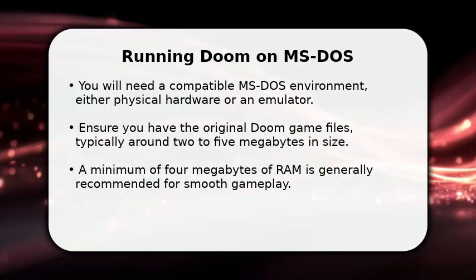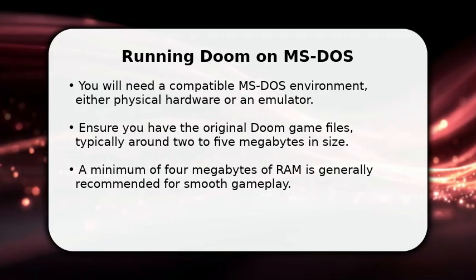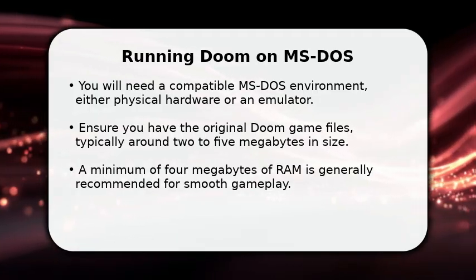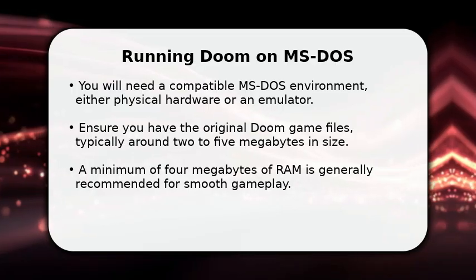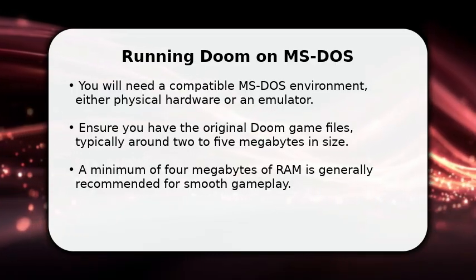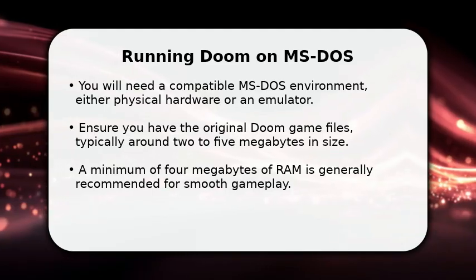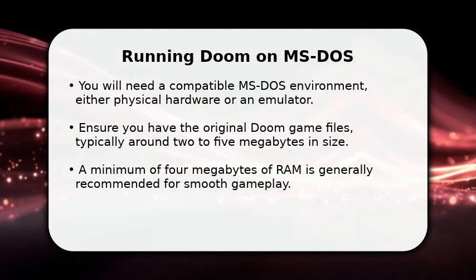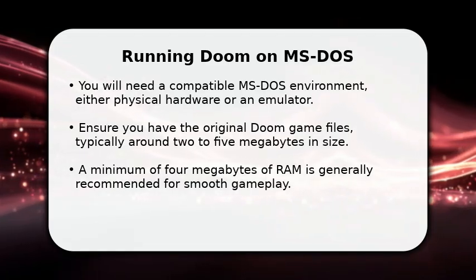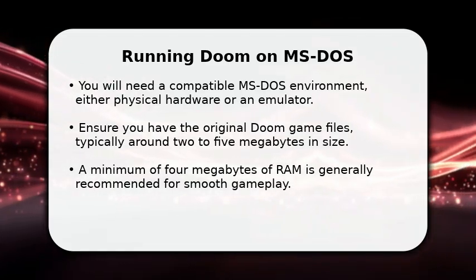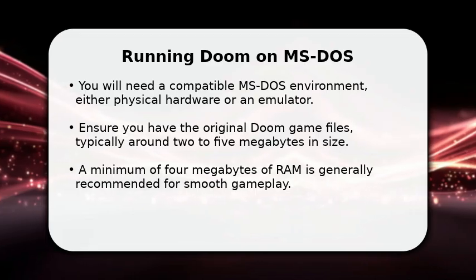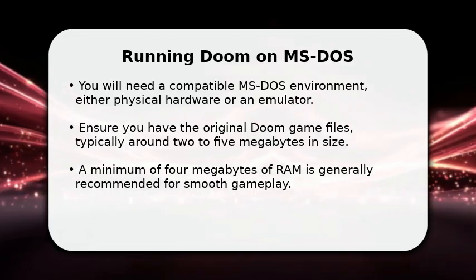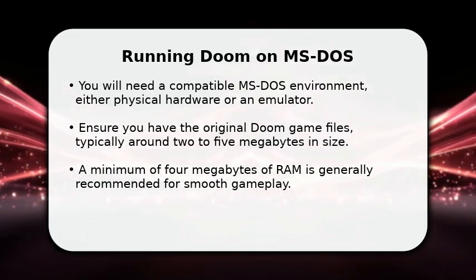In this video, I will explain how to run Doom on MS-DOS. First, you'll need a suitable MS-DOS environment, which could be an old computer or a modern emulator like DOSBox. Gather your Doom game files. These are usually quite small, often just a few megabytes. Make sure your system has at least 4 megabytes of RAM for the best experience. We'll cover getting everything set up so you can enjoy this classic.